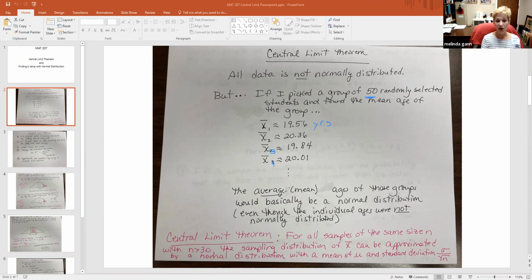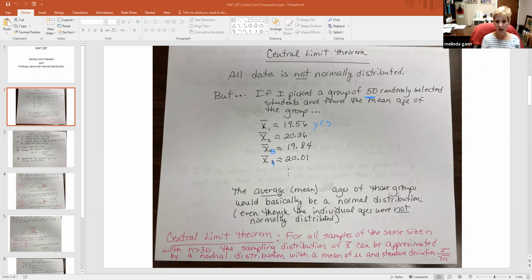All right, so the averages, the mean ages of those groups, would basically be a normal curve, even though the individual ages were not normally distributed. So here's what the central limit theorem actually says in your book. It says for all samples of the same size n. So I couldn't grab 50 people one time and 30 people the next time and then 2 and then 100.